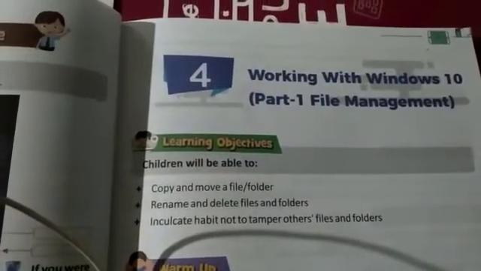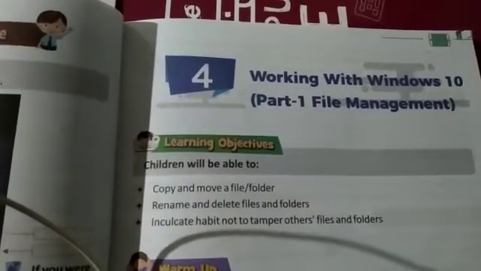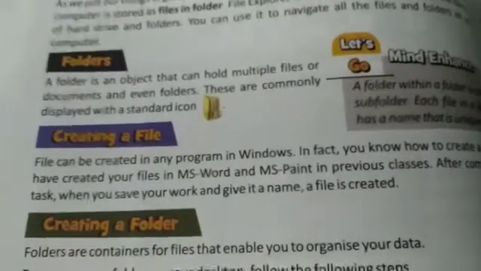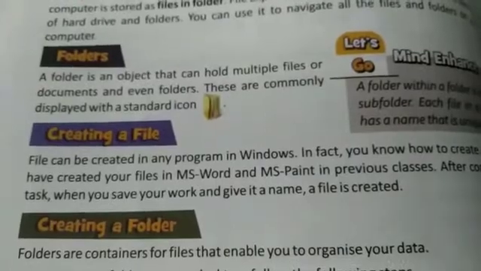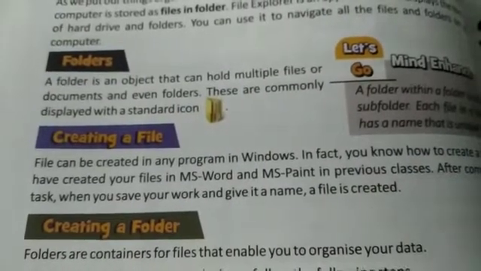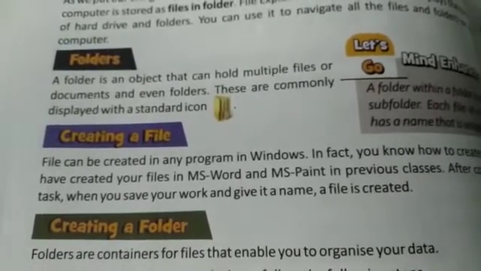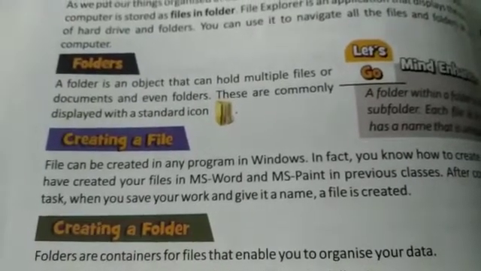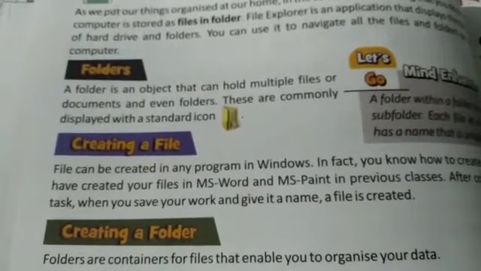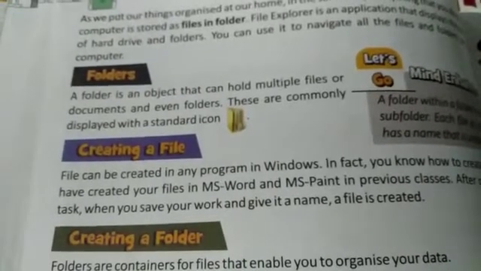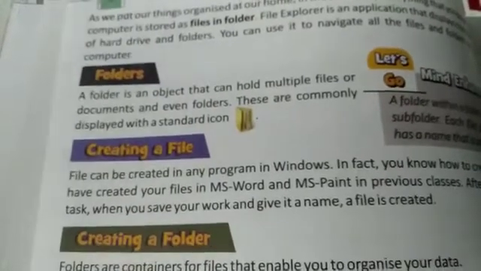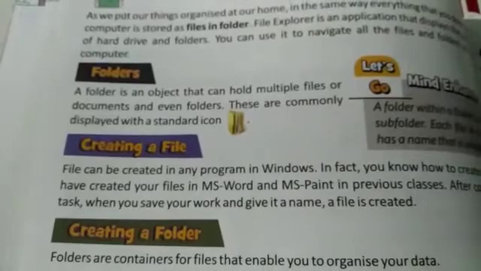This is Chapter 4, Working with Windows 10, Part 1, File Management. First is folders. A folder is known as a directory or catalog. It is a way to organize computer files. A folder is a storage space where many files can be placed into groups to organize the computer. A folder can also contain other folders, which are called subfolders.